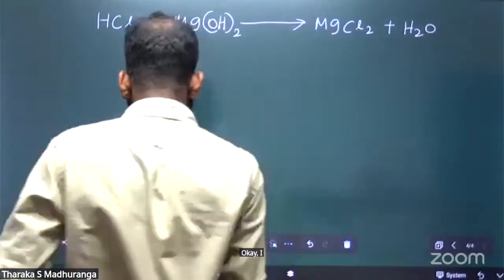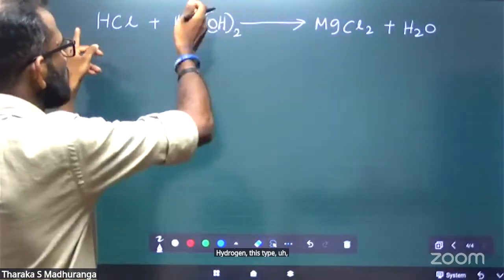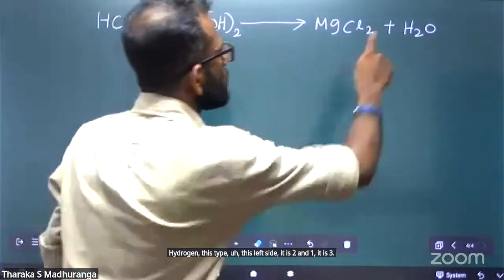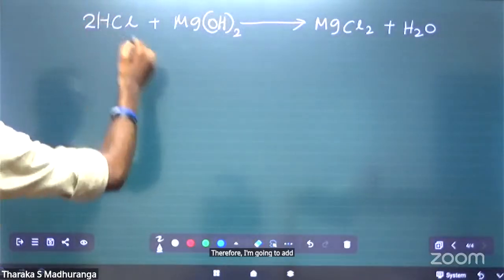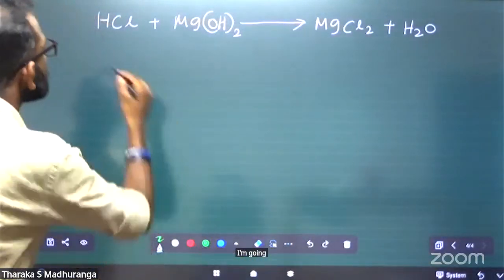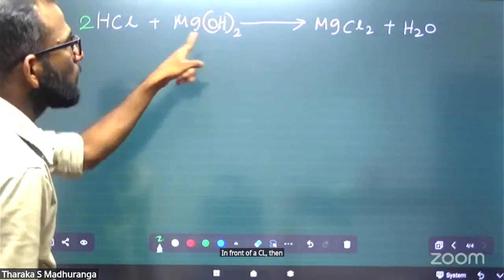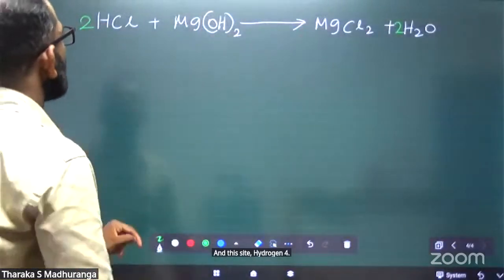I'm going to start with hydrogen. On the left side it is 2 and 1, it is 3. This side only 2. Therefore, I'm going to add 2 in front of HCl, then hydrogen is 4, and this side hydrogen is 4. 4 and 4, it is balanced.